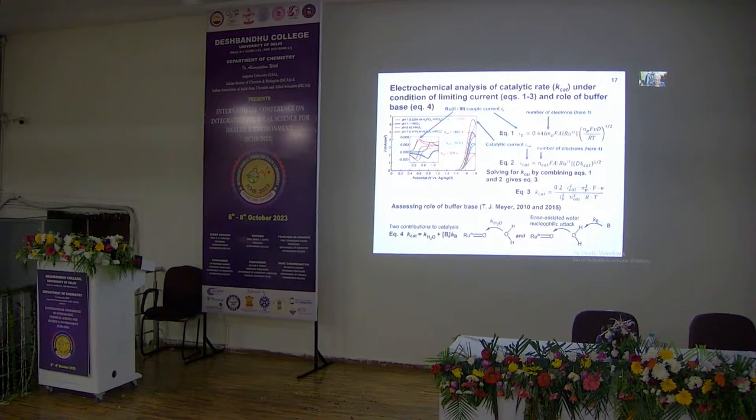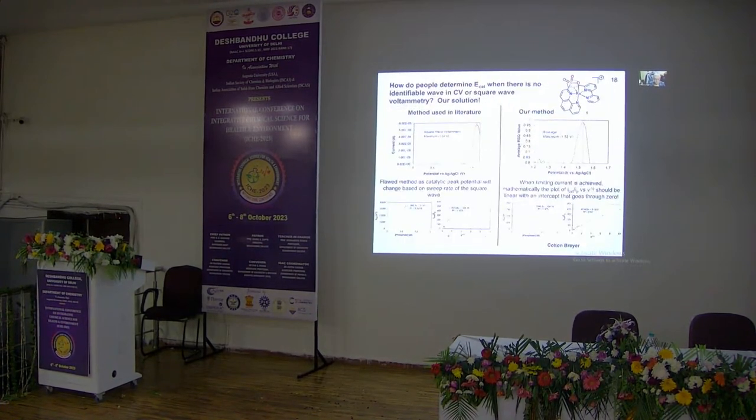Okay, but this relation is actually useful. So we use that relationship, kcat versus phosphate, which should be linear, and not necessarily goes through zero because of KH2O, but it should be linear, and this plot's horrible. And this should be linear and go through zero, and again, this plot is horrible, right? Why? Because we use square wave voltammetry, a flawed method.